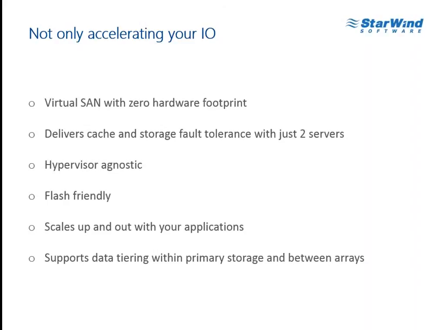Then the cache and storage fault tolerance are delivered with just 2 servers. So most of the solutions doing the same type of storage virtualization require at least 3 servers, and all these servers have to be equally configured, and all these servers need additional equipment like 10 gigabit switching. In case of StarWind, you just use 2 servers, connect them with direct 1 gigabit or 10 gigabit cable, so no switch necessary, and let it work.